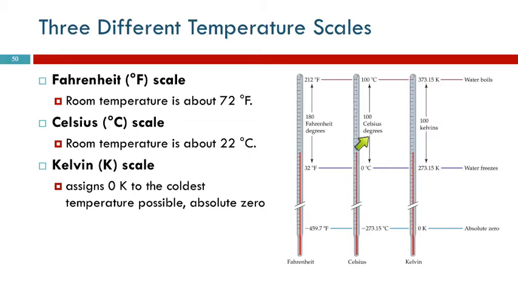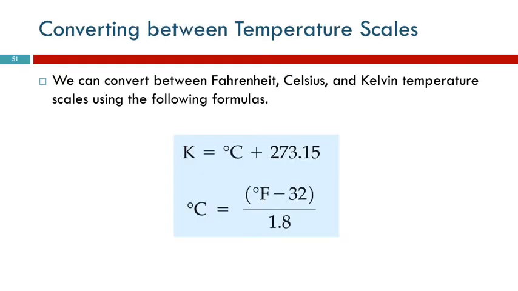Converting between Fahrenheit and Celsius, we not only have to deal with different 0 points, but also the sizes of the degrees are different. And so the equation for that is you take the Fahrenheit temperature and subtract 32, that accounts for the difference in 0, and you take that quantity and divide by 1.8, and that accounts for the differences in the size of the degree. I will give you these equations on an exam, okay? But you need to be able to use them.